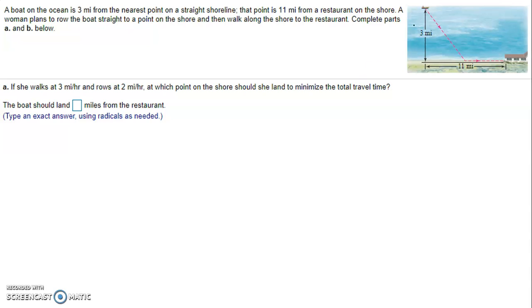All right, so in our picture up here, we're trying to minimize the total travel time, but the question asks, at what point should we land? So this point, and the question asks how many miles from the restaurant. So I'm going to make that the variable. How many miles from the restaurant is going to be x, which would mean that this distance is going to be 11 minus x. And it would mean that this distance, using the Pythagorean theorem, would be the square root of 3 squared, which is 9, plus this side squared, which is 11 minus x, squared.